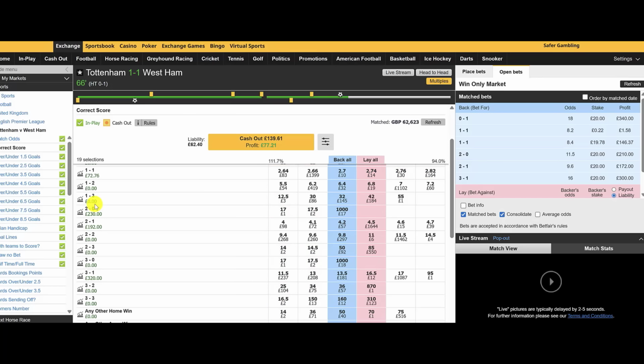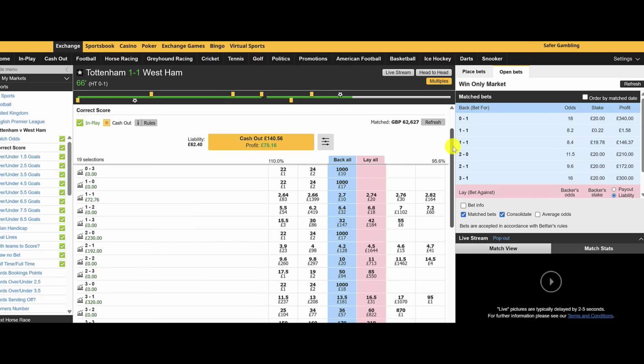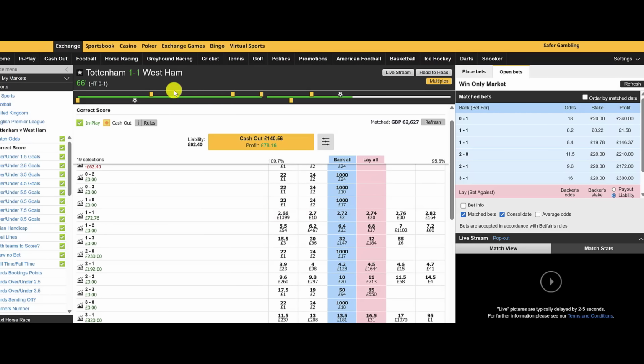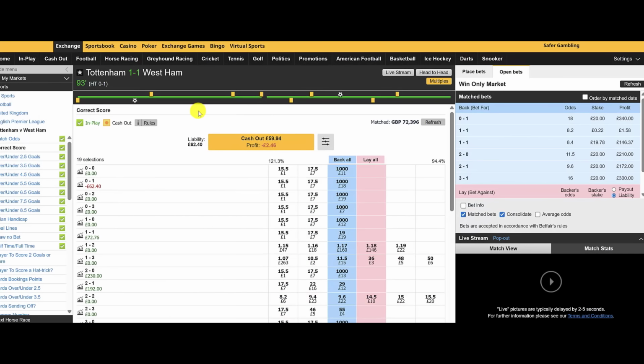If West Ham score, then we're going to break even. But the important thing is we're not going to take a loss on this one. Tottenham 1, West Ham 1. You're not going to believe this. We've just had another goal. We've had a goal deep into injury time, and the goal has gone.